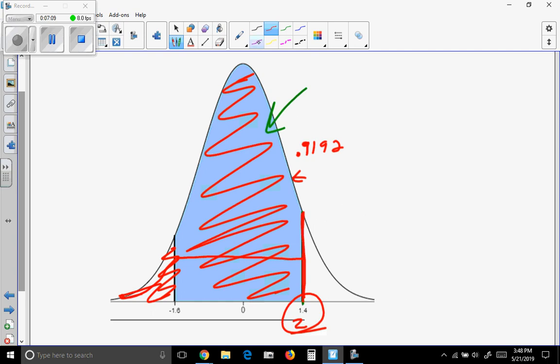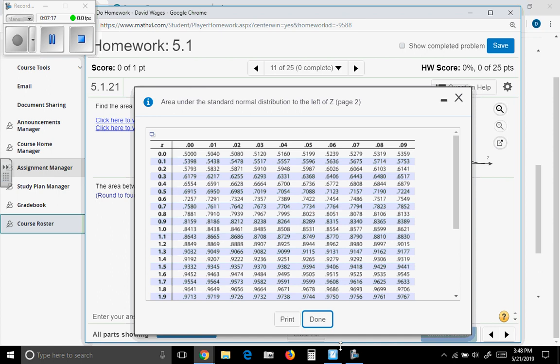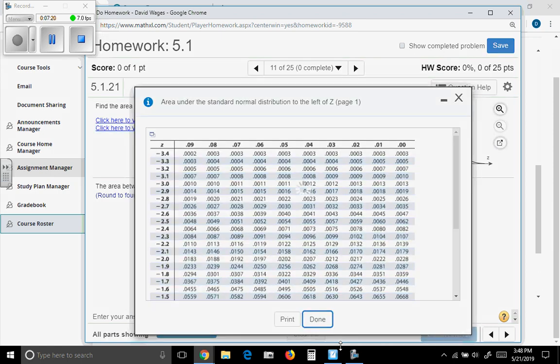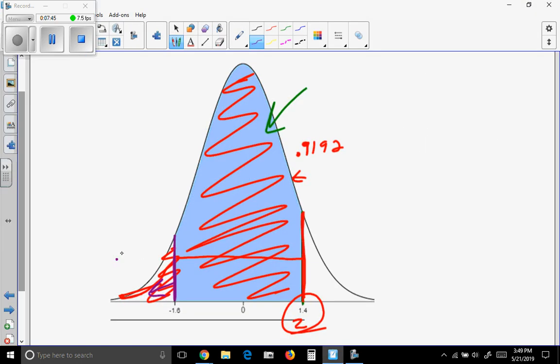If we look up a z-value of negative 1.6, that's going to give us the area to the left of there. So let's do that. So we'll have to go to the other table that has negative values. So we're looking at negative 1.6. So here's negative 1.6. This one is a little tricky because it's counted down. So here's a 0 in the hundredths place. So negative 1.60 would be here, 0.0548. 0.0548 is this portion.